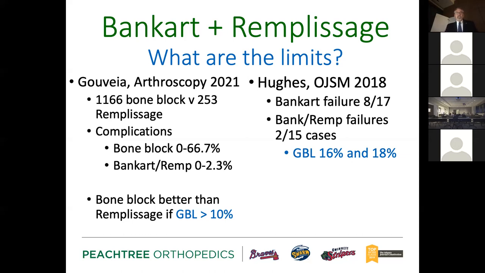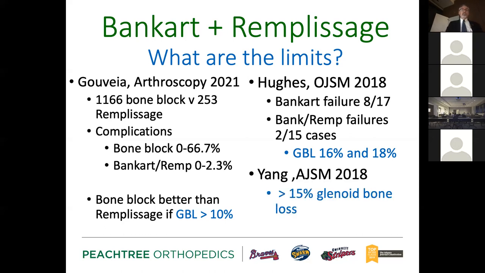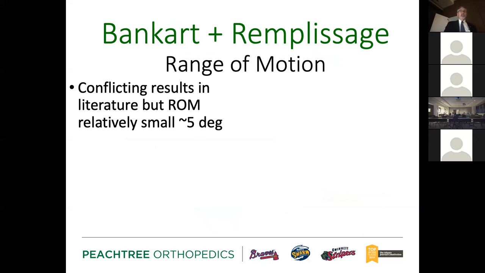Hughes, in another study, again a good number of patients, had Bankart repair, and the Bankart failed in 8 of 17, and then the Bankart remplissage failed in only 2 of 15 cases. They were comparing those two sets of patients, but if you look at the two failures from their Bankart remplissage, one had glenoid bone loss of 16%, the other 18%, and Yang in a similar study found a higher failure rate in patients who had more than 15% glenoid bone loss. So basically, those are the numbers. Somewhere around 15% bone loss of the glenoid, you're getting to the limits of what a remplissage can do for you, and you have to start thinking about some kind of bony procedure.